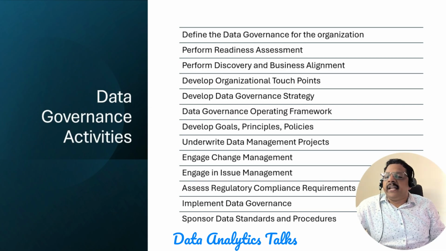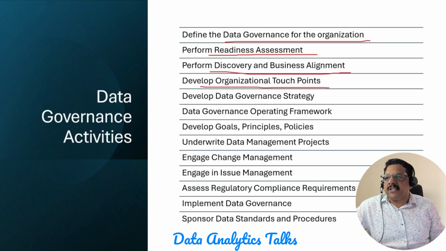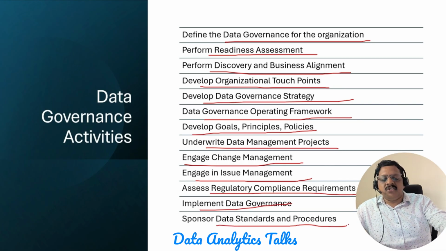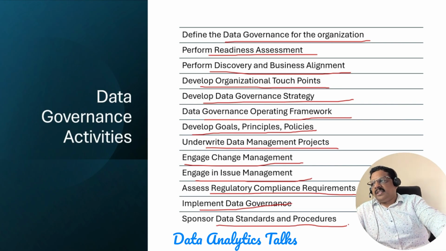So if you look at data governance activities, what are the major activities? Define data governance for the organization, perform readiness assessment, perform discovery and business alignment, develop organizational touch points, develop data governance strategy, data governance operating framework, develop goals, principles, and policies, underwrite data management projects, engage change management, engage issue management, assess regulatory compliance requirements, implement data governance, and sponsor data standards and procedures. These are some of the important data governance activities.